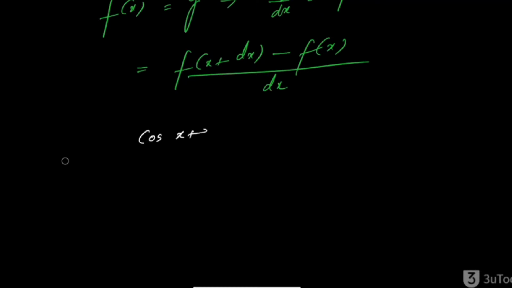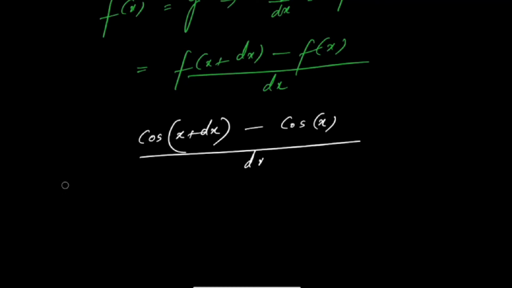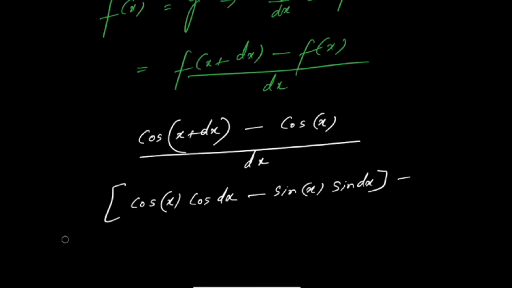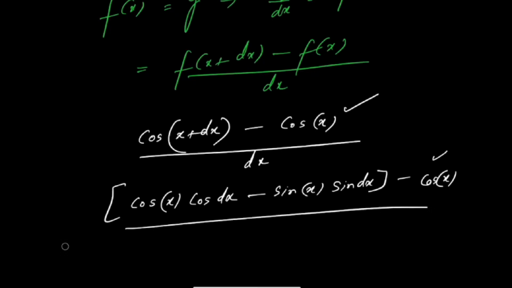Cos of x plus dx, because f of x is cos x, so f of x plus dx is cos of x plus dx minus cos of x by dx. Correct? So what will you get here? Cos a plus b is cos a cos b minus sin a sin b. We already discussed that. So this is the expansion of this, minus cos x, by dx.